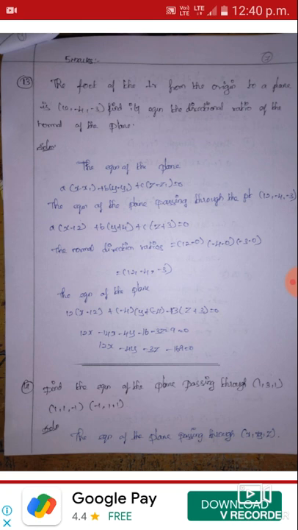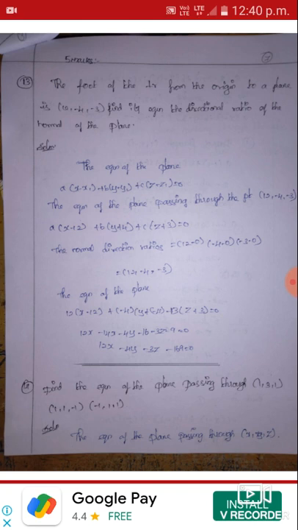The equation of the plane passing through the point (12, -4, 3). Then the normal directional ratios are 12 - 0, -4 - 0, 3 - 0. That is 12, -4, 3. The equation of the plane we get: 12x - 4y - 3z - 169.